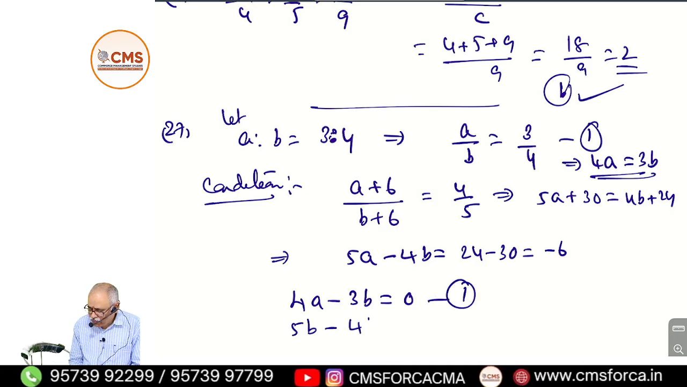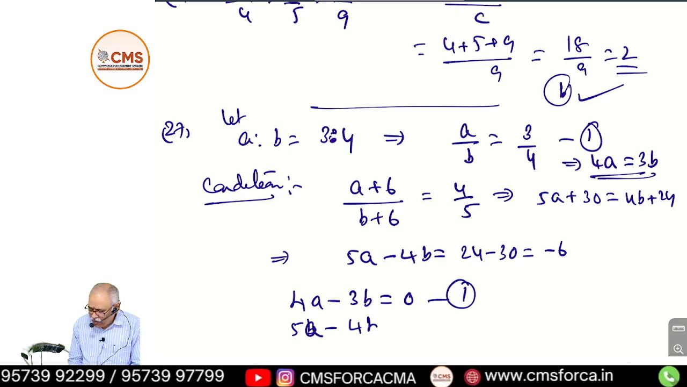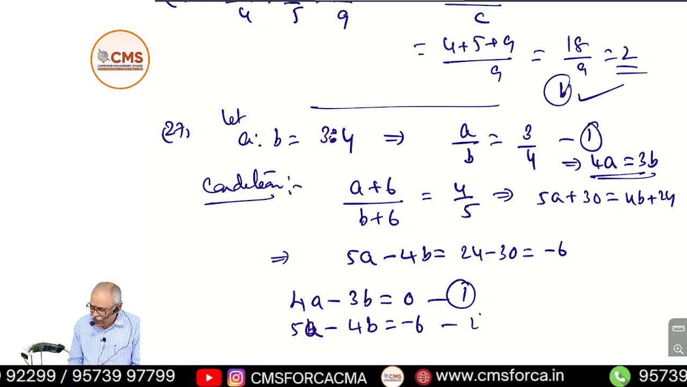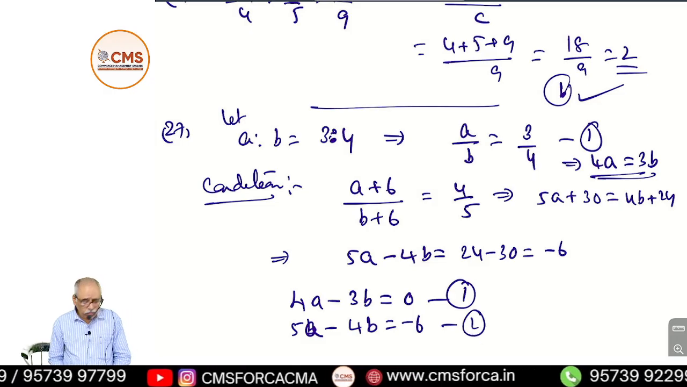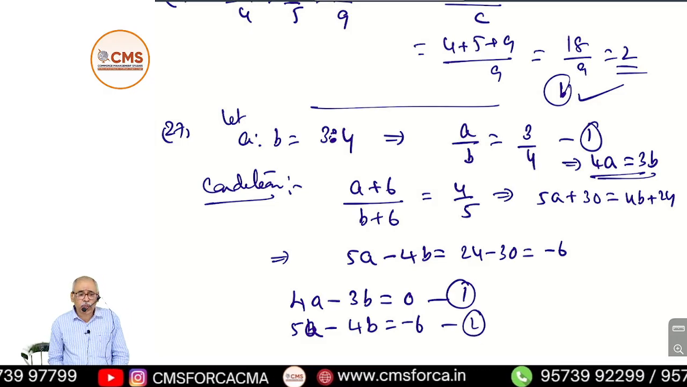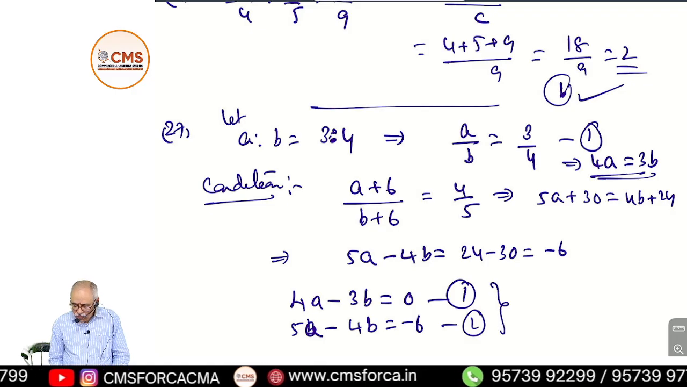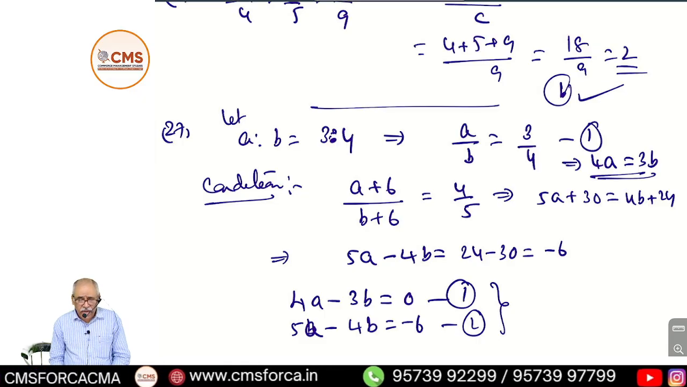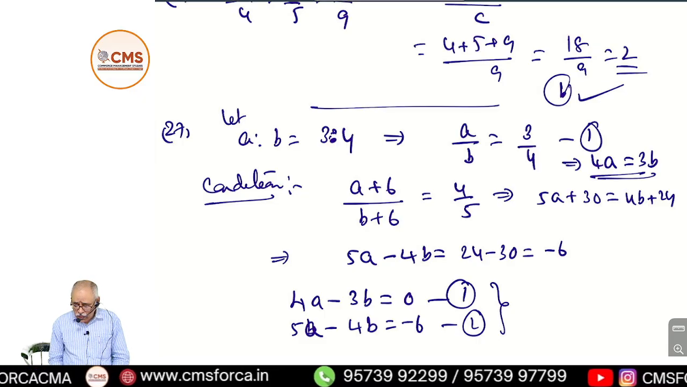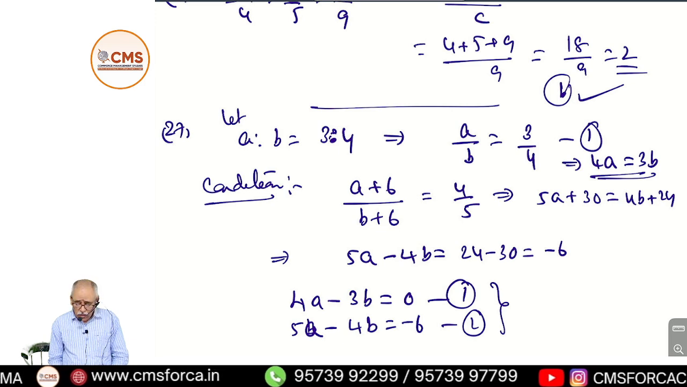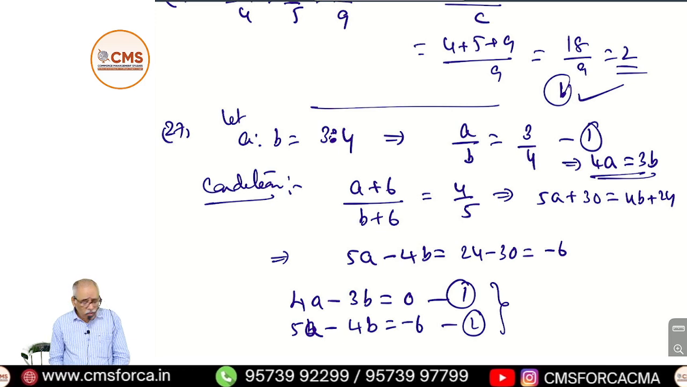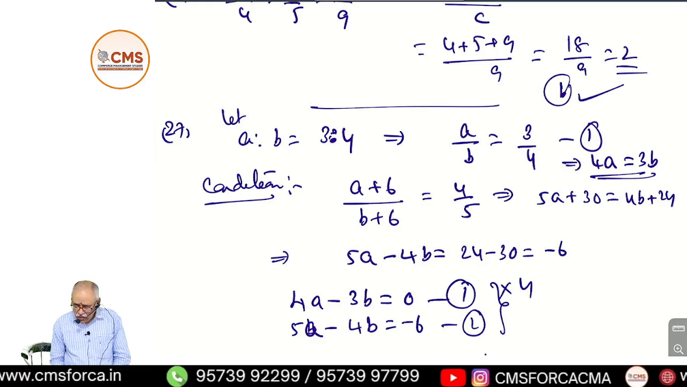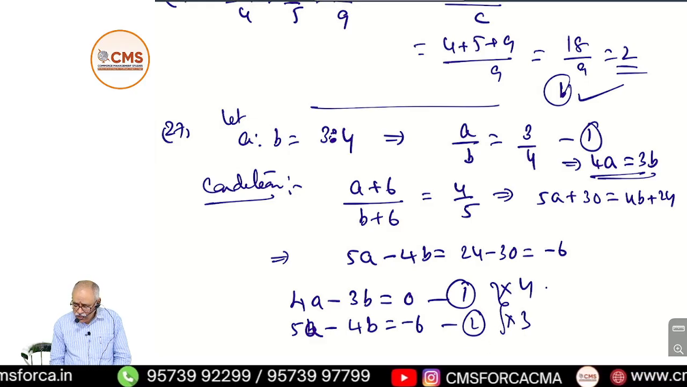5B minus 5A. 5A minus 4B equal to minus 6. Second one. So you have to solve these two. How can I solve? First one you multiply with anyone you can cancel, either A or B. Which one you want to cancel? Shall we cancel B? So multiply first one with 4, second one with 3.